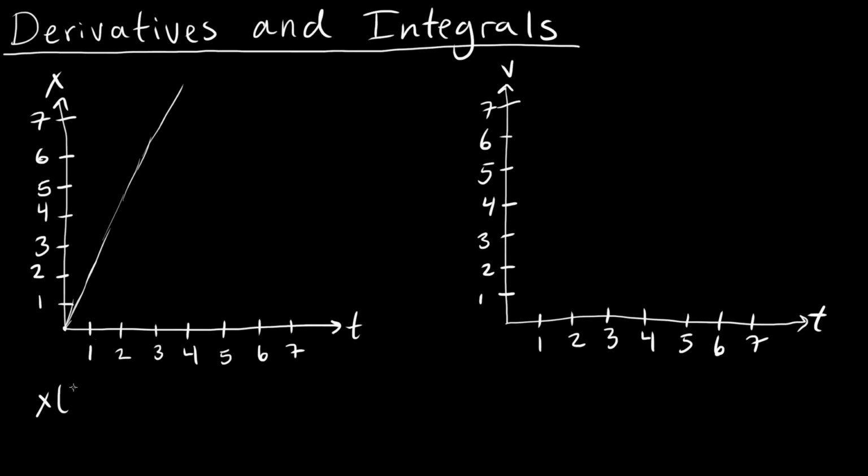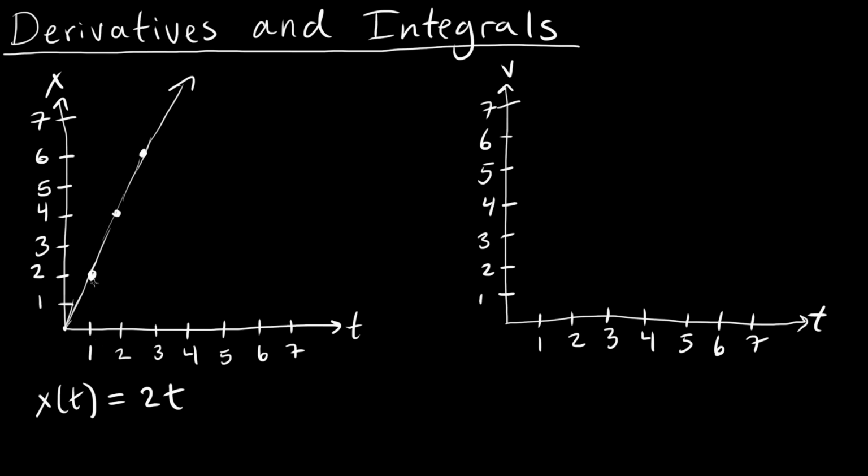So x of t is going to be 2t. That's the position with respect to time of this. So t equal to 1 will be x equal to 2, and then it would just be this all the way up. Okay, so now if we try to find the slope of this graph, that is not too bad.